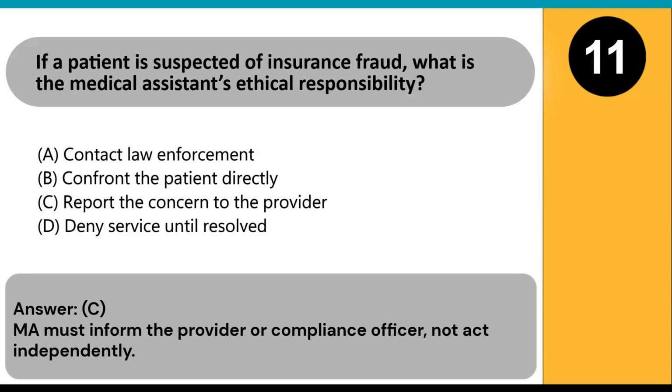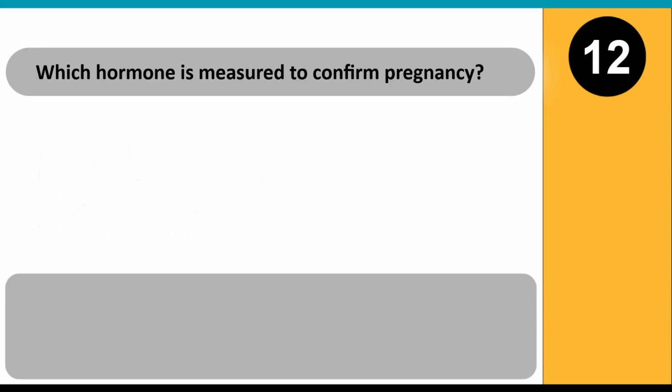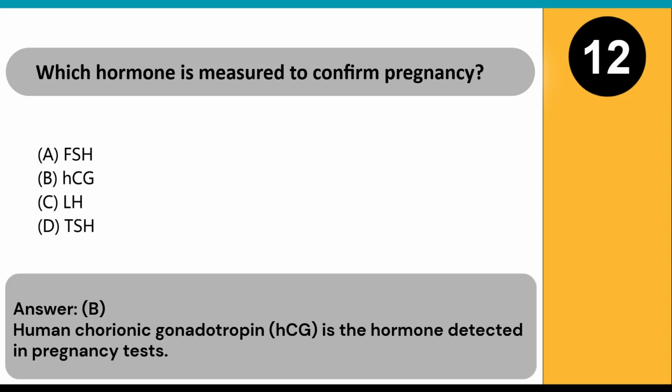Answer: C. The MA must inform the provider or compliance officer, not act independently. Which hormone is measured to confirm pregnancy? A. FSH. B. HCG. C. LH. D. TSH. Answer: B. Human chorionic gonadotropin, HCG, is the hormone detected in pregnancy tests.